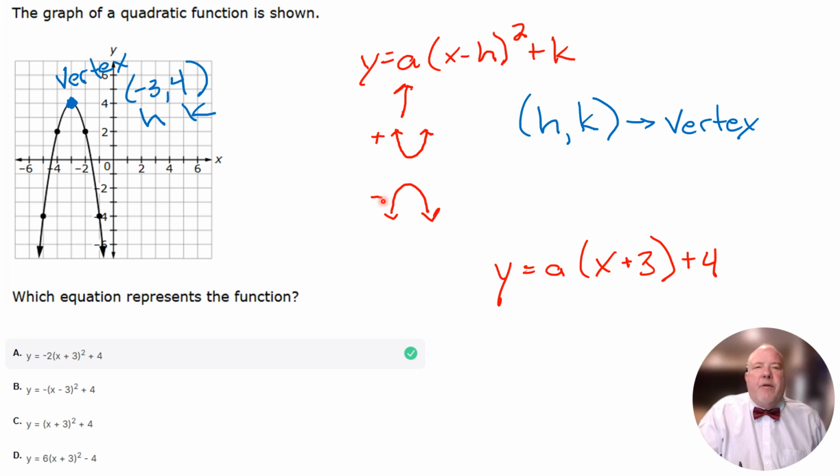Okay, so you need to know whether it opens upwards or downwards. You need to know what vertex form is, so you need to memorize this. And then you need to know that (h, k) gives you the coordinates of the vertex. Okay, so I hope that helped you out. Keep it up, and you will master the math.